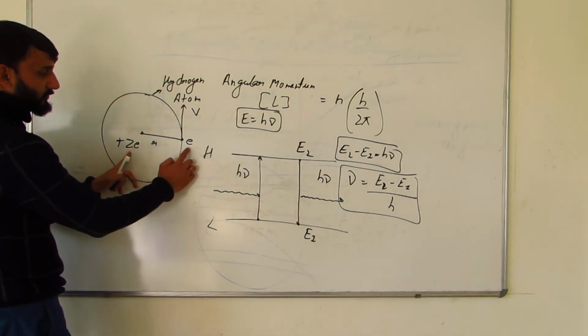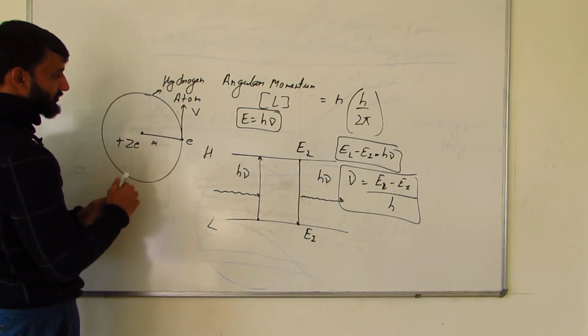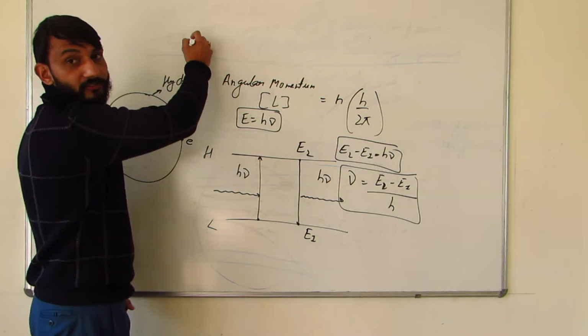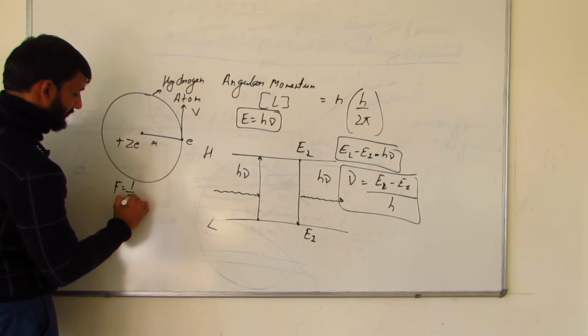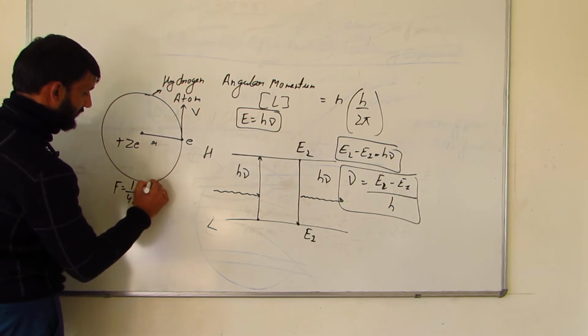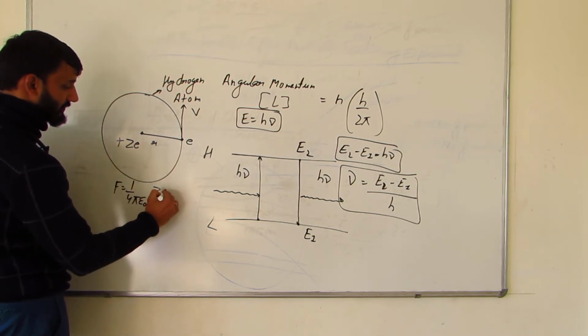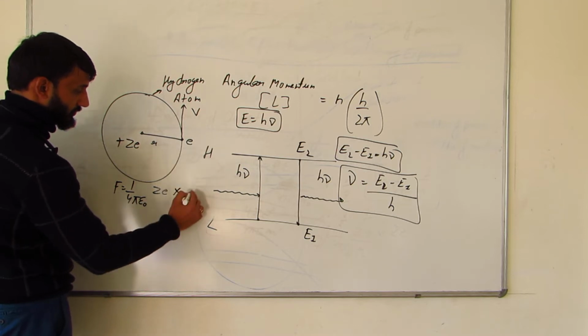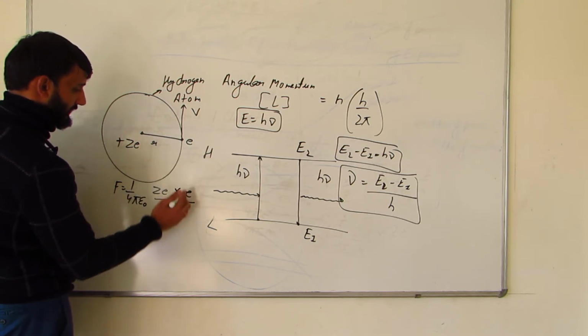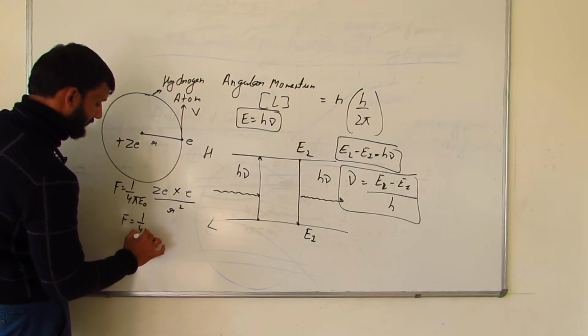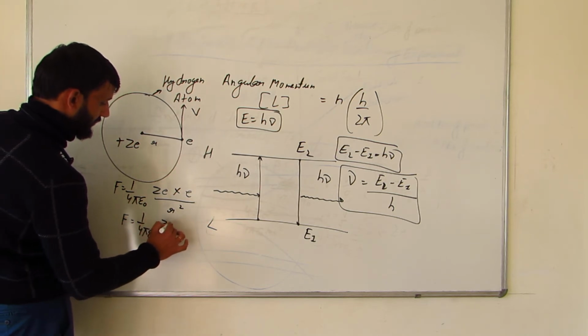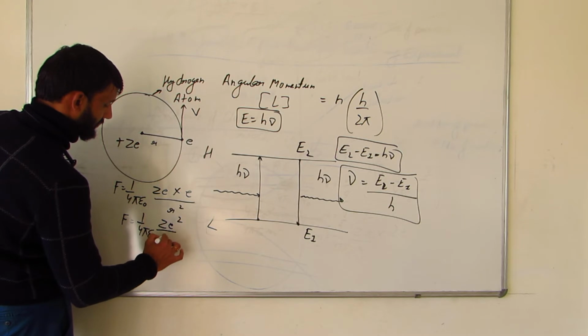You know that there is a force of attraction between these two. How much is that force of attraction? That force of attraction is F equals 1 upon 4 pi epsilon naught, Q1 into Q2 upon r square. So the force of attraction will be 1 upon 4 pi epsilon naught, Ze square upon r square.